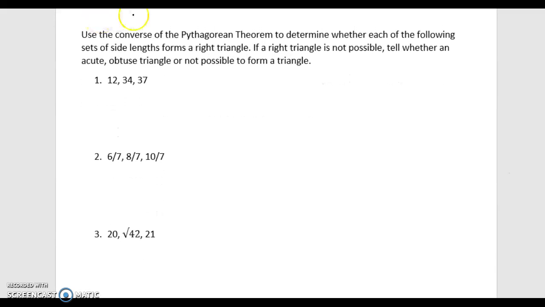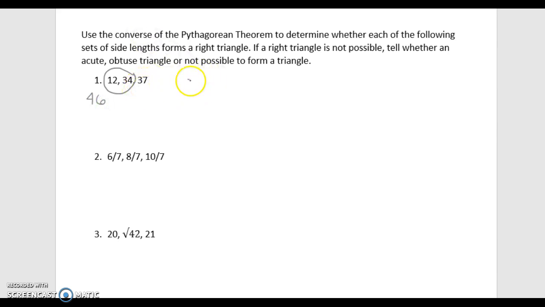So we're going to use the converse of the Pythagorean theorem to determine whether each of the following sets of side lengths form a right triangle. If a right triangle is not possible, tell whether an acute, obtuse triangle or no triangle is possible. So we're just practicing again. So really quickly, before we do any of that math, we got to double check, is it possible to make a triangle? So take the two smallest sides, 12 plus 34 is 46. Is that greater than the other longest side? Yeah. So we can get going.